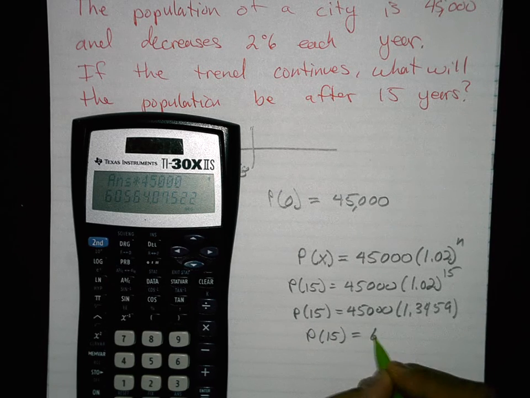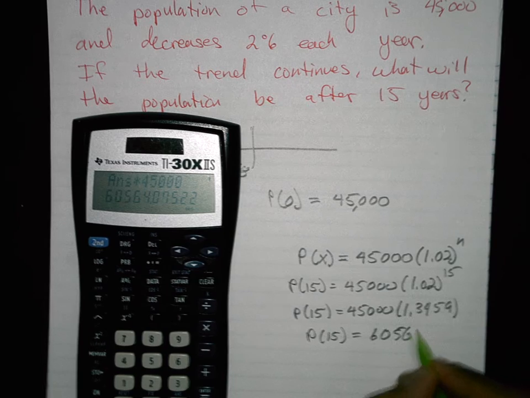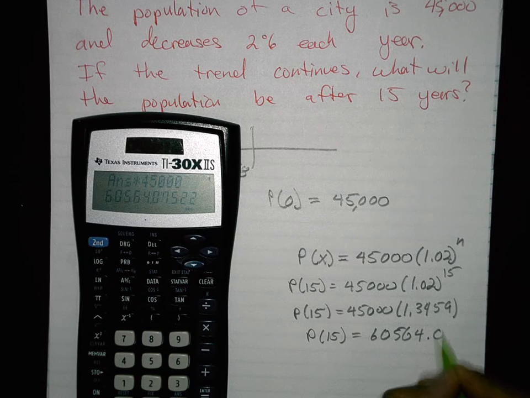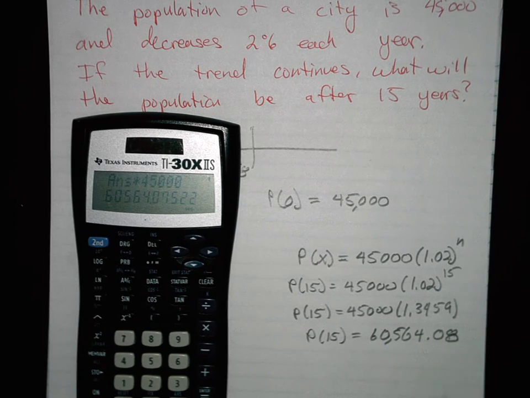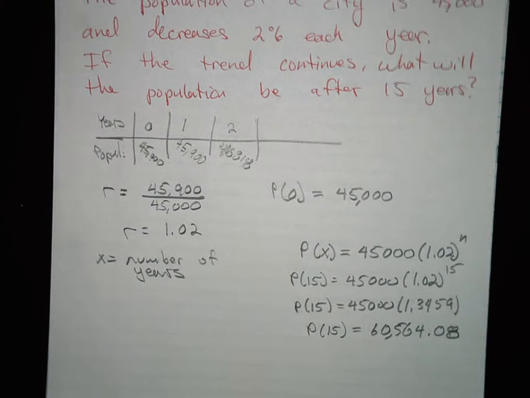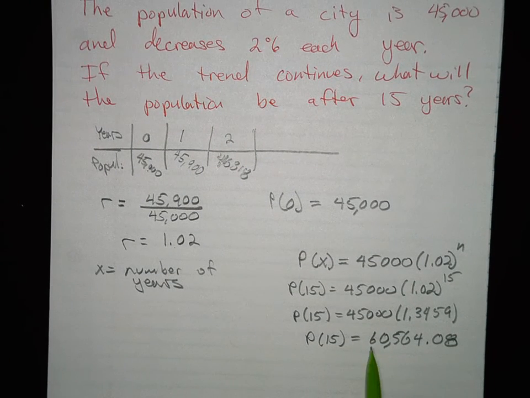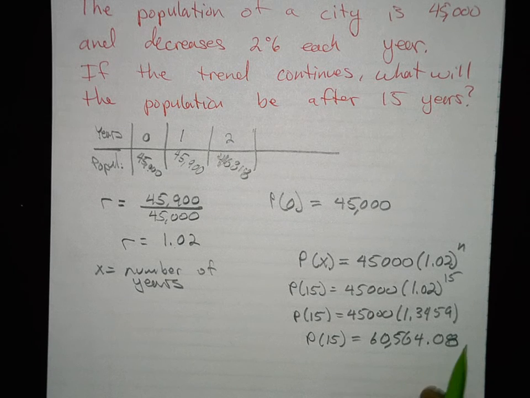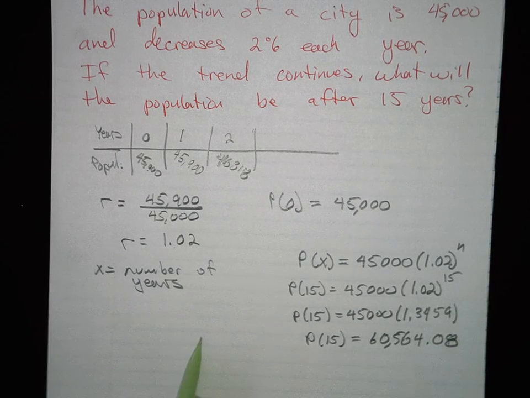And the P of 15 will be 65,640.08. So in 15 years, I could say the population is about 65,640, right? We can't have 0.08 of a person. This gives us an approximate value if it increases by 2%.